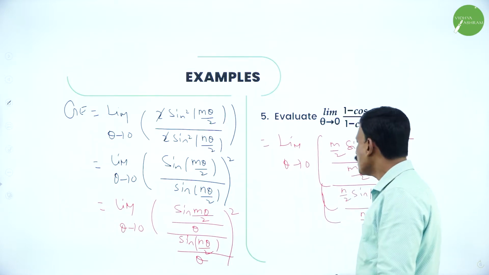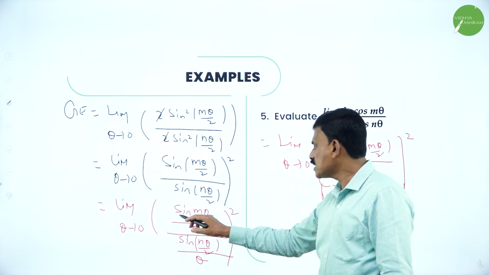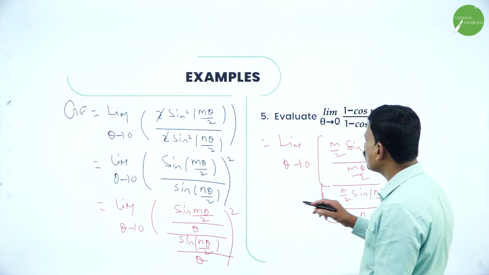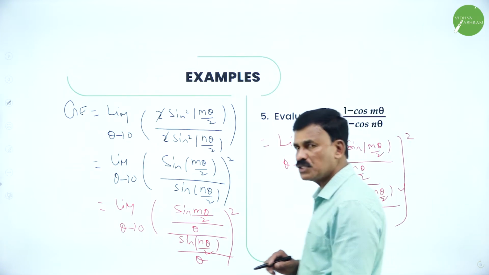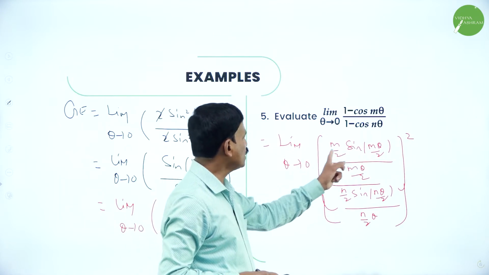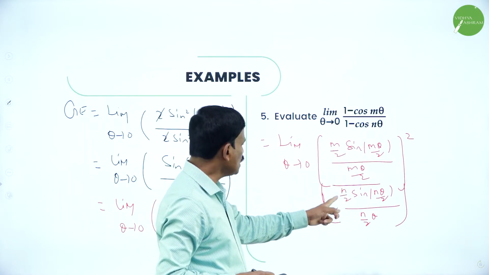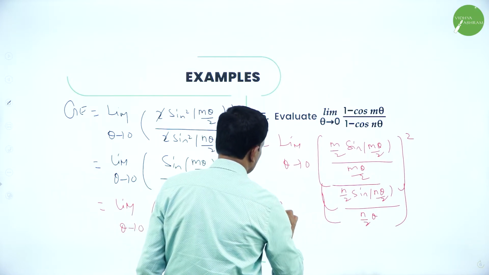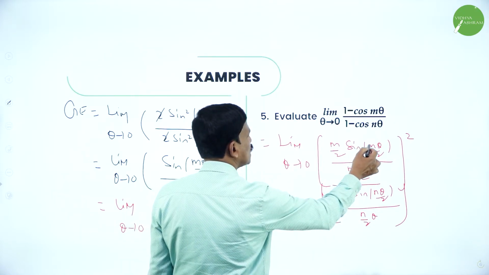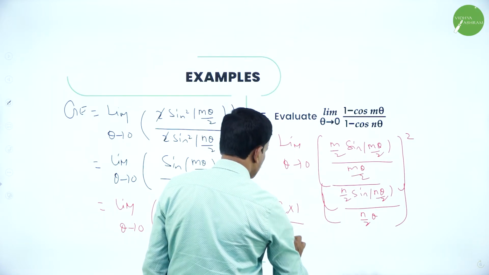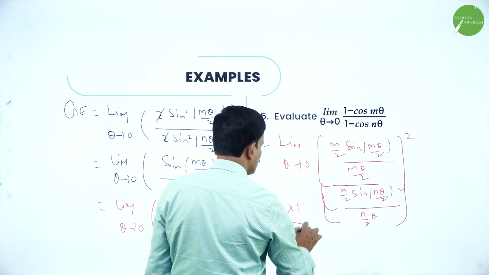Now, what is the first step? Just divide both numerator and denominator by theta. Then convert this into the form sin m theta by m theta and sin n theta by n theta. So for that, here just multiply and divide by m by 2. Here also multiply and divide by n by 2. So if you observe carefully, in the numerator, m by 2 into sin of m theta by 2 divided by m theta by 2 is 1. Here in the denominator, n by 2 into sin of n theta by 2 divided by n theta by 2 is 1.